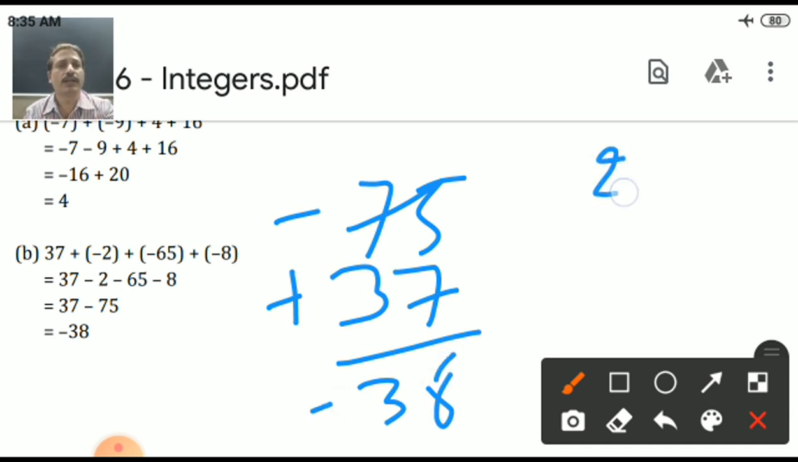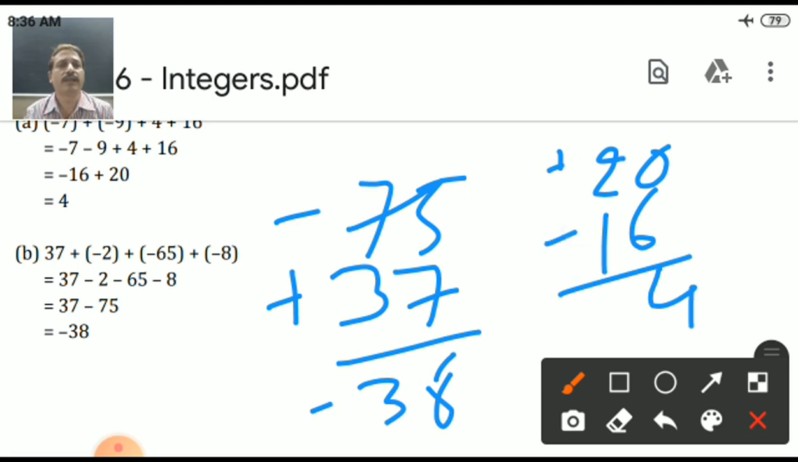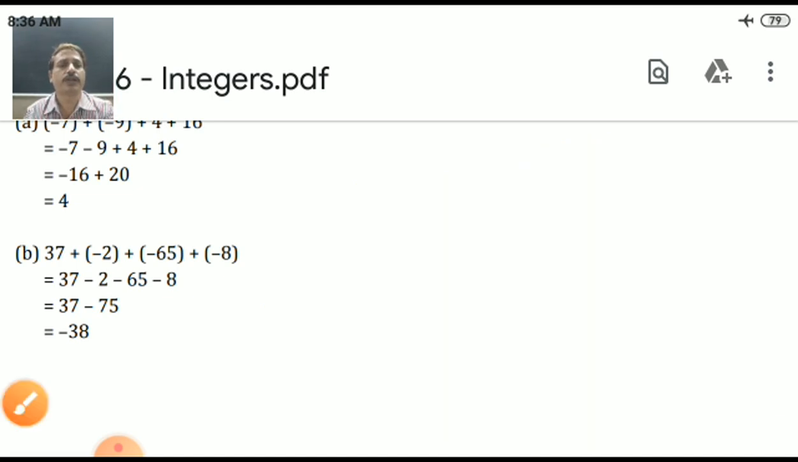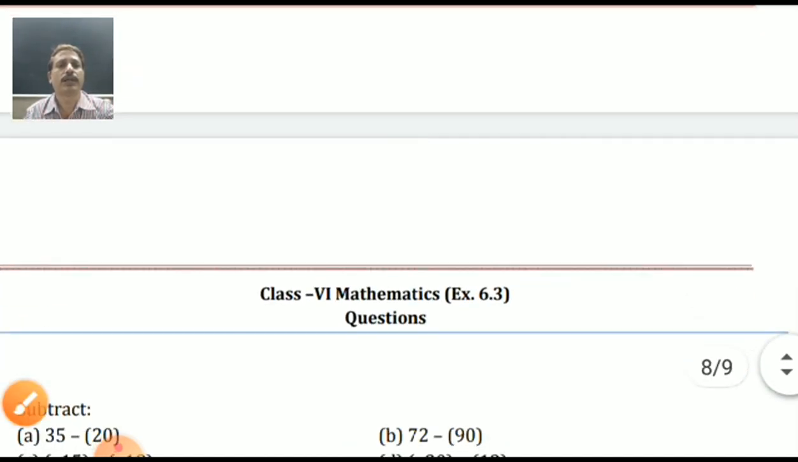And here 20 and 16. The bigger number is, yes, 4. This is the plus sign, not needed, but this is a minus sign. So the plus sign is here. No need to show the plus sign, beta. Okay, correct.